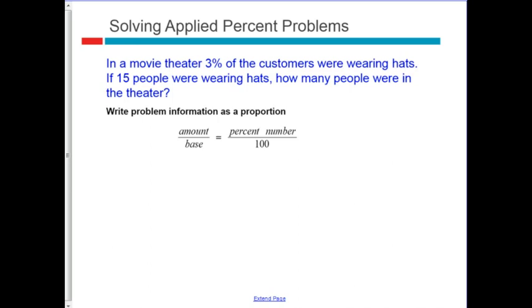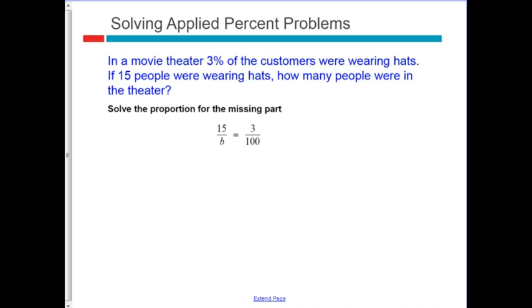One of the ways we solve these problems, the most common way, is we write the problem information as a proportion. And the proportion is always written as amount over base equals percent over 100. We tend to call amount A. So we have A over B equals P over 100. That's how we set these problems up. And we'll talk more about how to find percent, amount, and base in a moment.